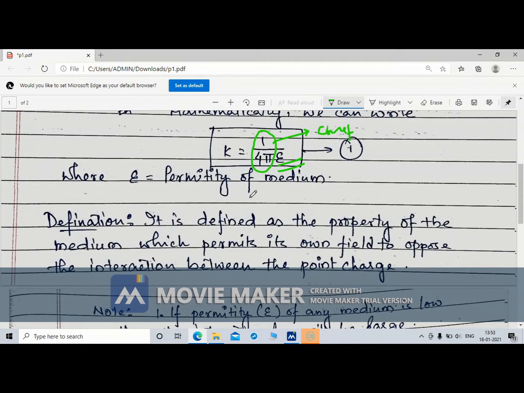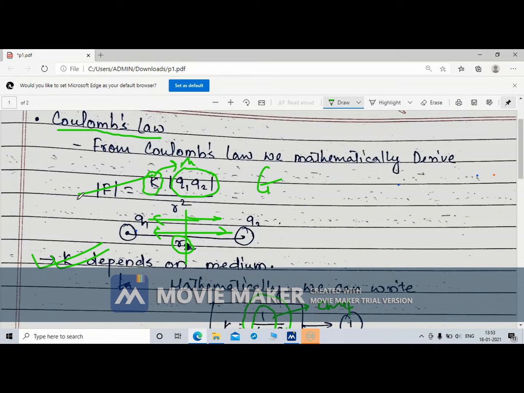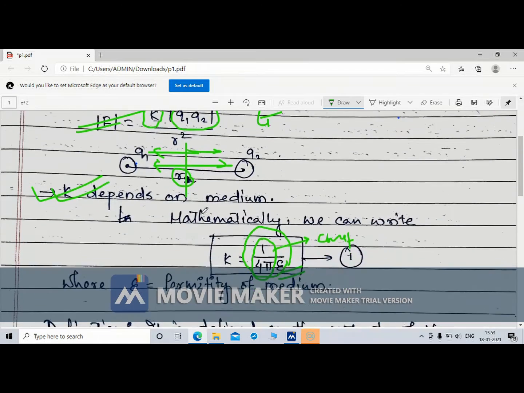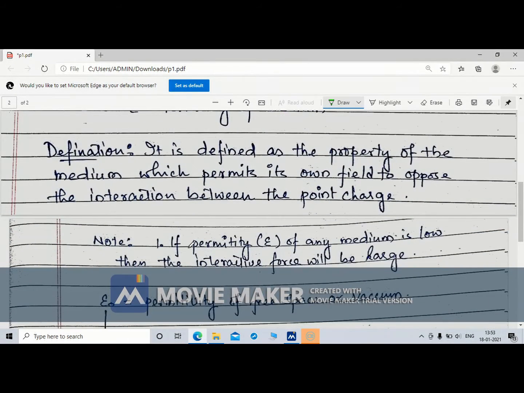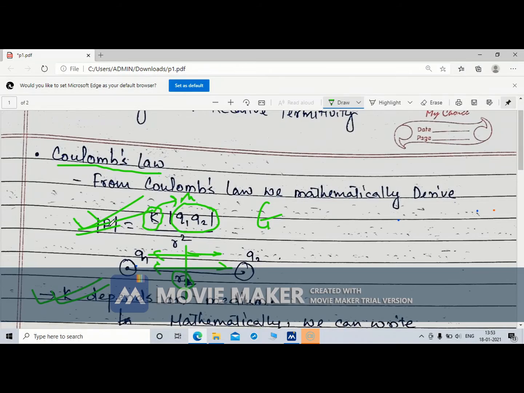Okay, so what we can conclude from this is that if the permittivity is greater, then obviously the value will be reduced and ultimately the value of force will be less. Here I point out a note: if the permittivity of any medium is low, then the interactive force will be large, because obviously if it is low, then the value of this one increases and the force will ultimately increase.